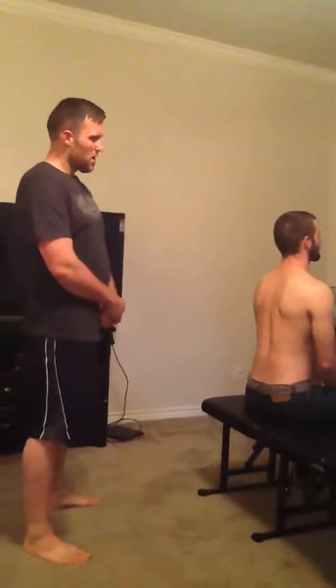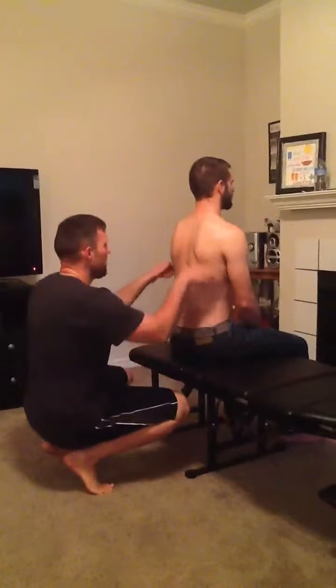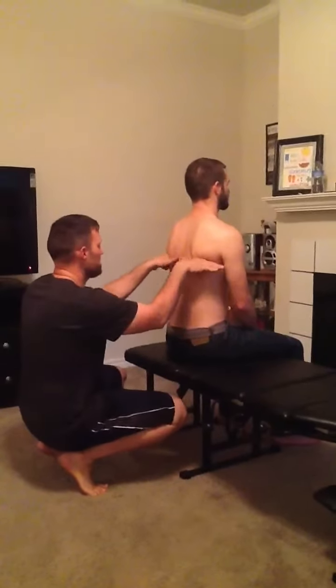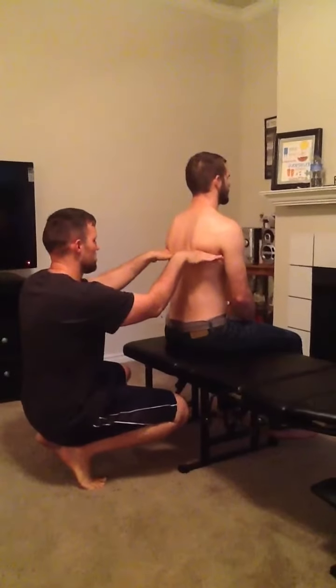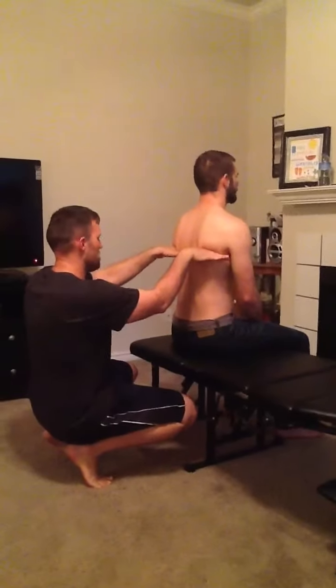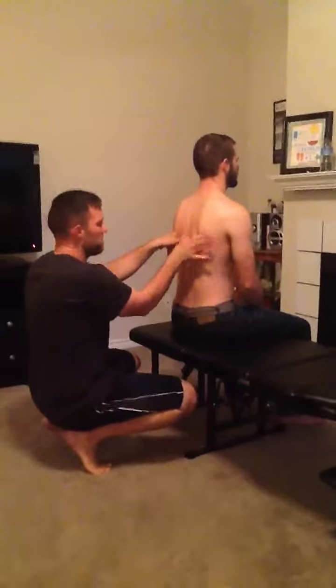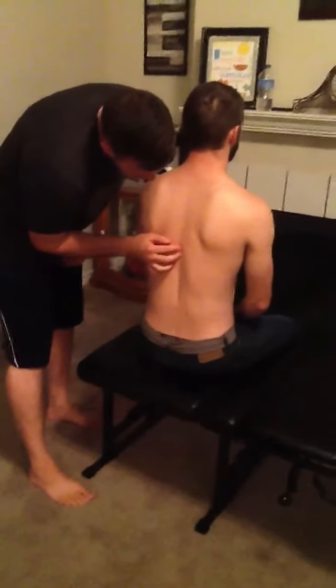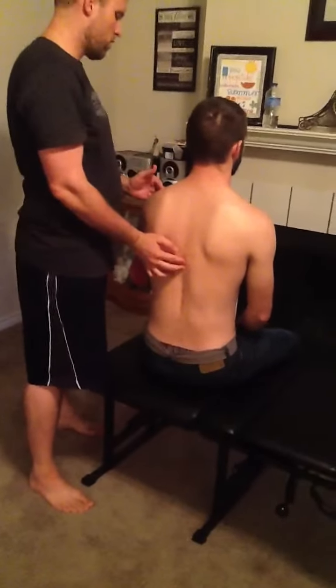In this assessment, I'm going to be assessing the T8, T9 segments. Begin by bisecting the base of the scapula. Let's be at T7. I'm going to palpate the T8 and T9, move back up one interspinous space. Alright, can I have you cross your arms?